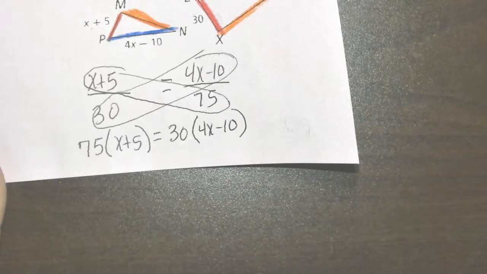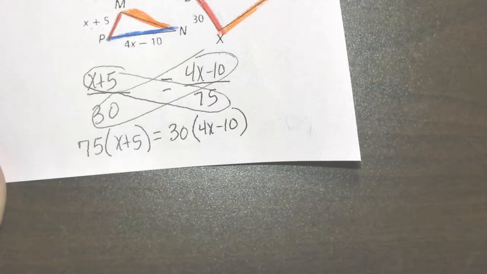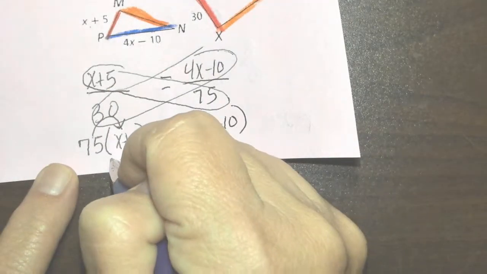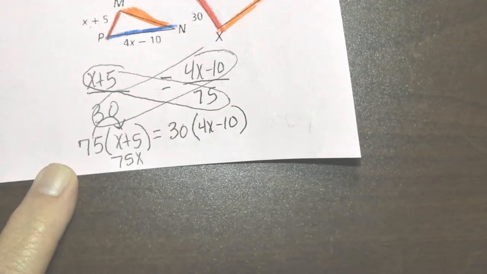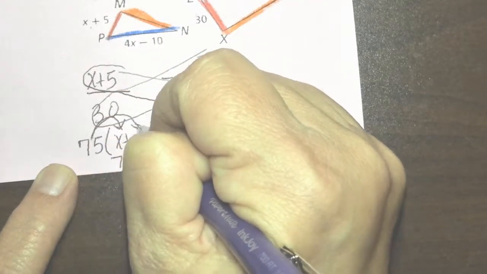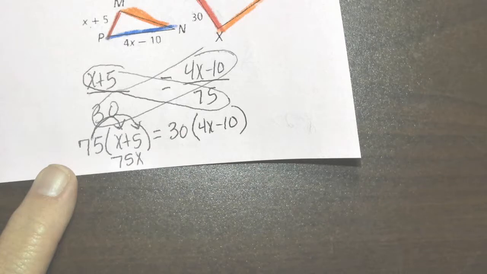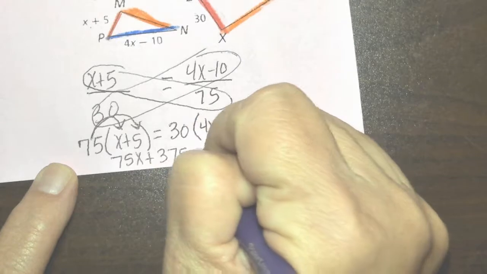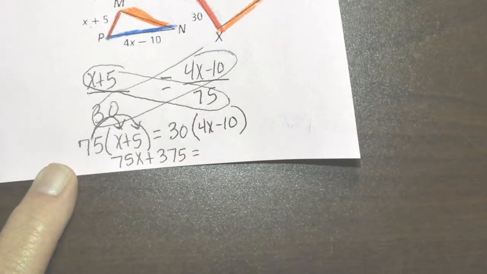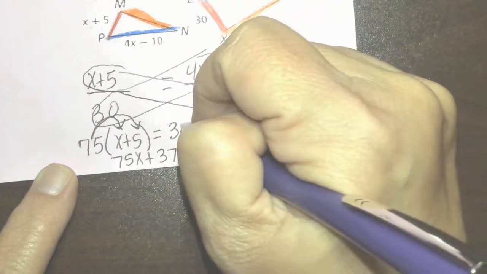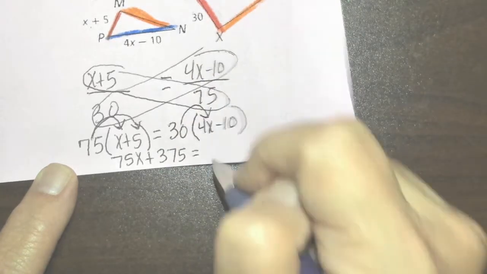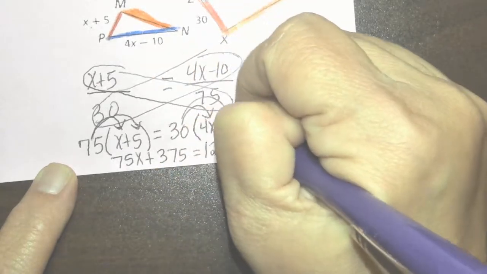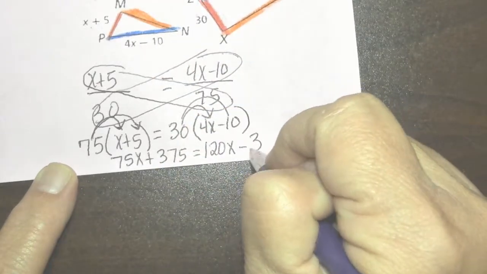Now we have to do something that I hope you remember from Algebra 1 named distributing. So you multiply the 75 times the x, makes 75x, and then you pass the 75 times the 5, and 75 times 5 gives you 375. And then you have to distribute on the other side as well. 30 multiplied by 4x is 120x, and then 30 times minus 10 is minus 300.